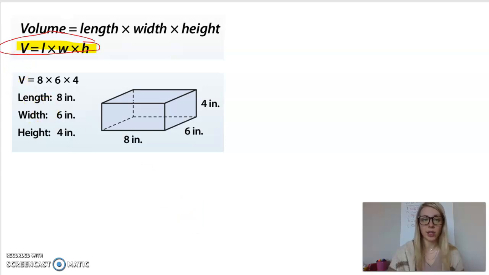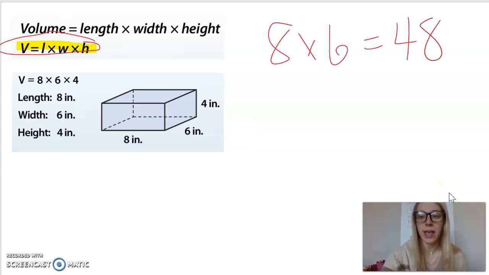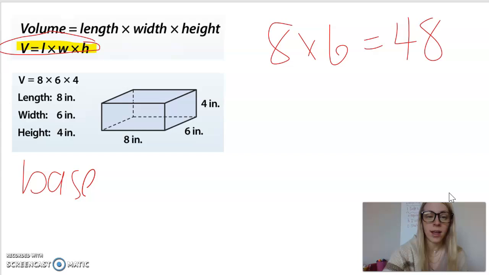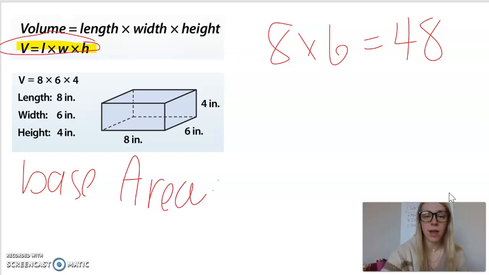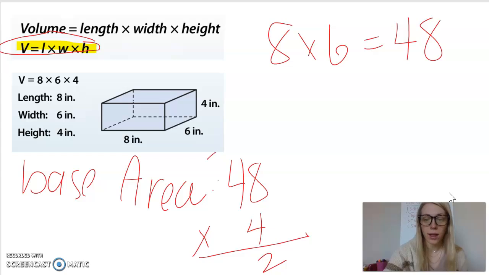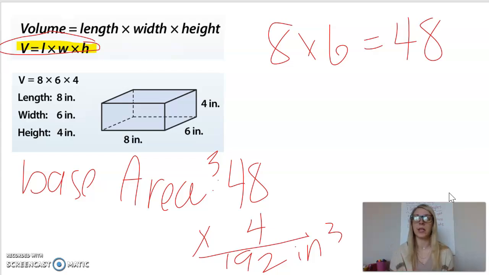And if we ended up solving that out, we would first need to do 8 times 6 equals 48. And that is called the base area because it's the bottom of that rectangle. So the base area is 48. And then we're going to multiply it by our height, which is 4. And that comes out to being 192 inches cubed, because again we're working with a cube, so it needs to be cubed for the exponent there.